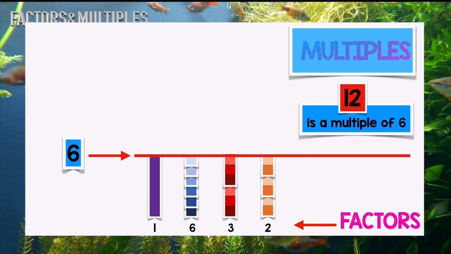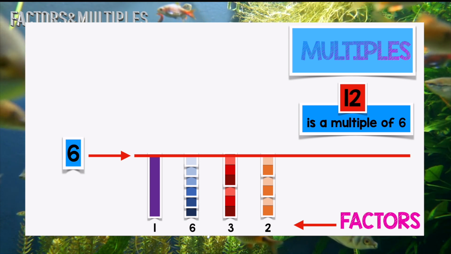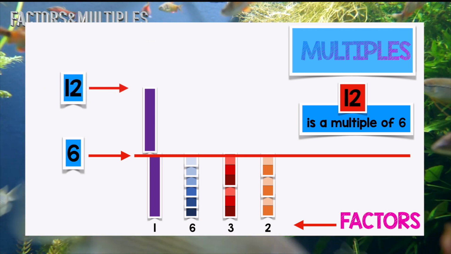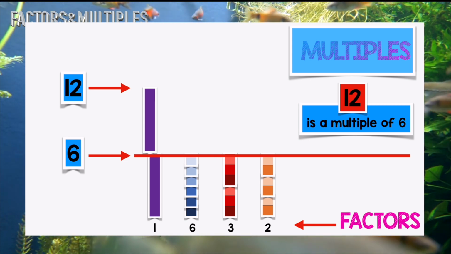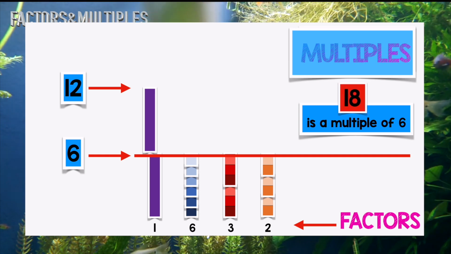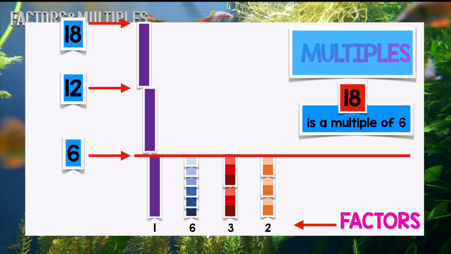The number 12. 12 is a multiple of 6. If we add another block, here you can see 2 blocks of 6 give you 12. And also, if you wanted to take another number like 18, 18 is also a multiple of 6, as you can see by adding another block. So now we have 3 blocks, all making 18.